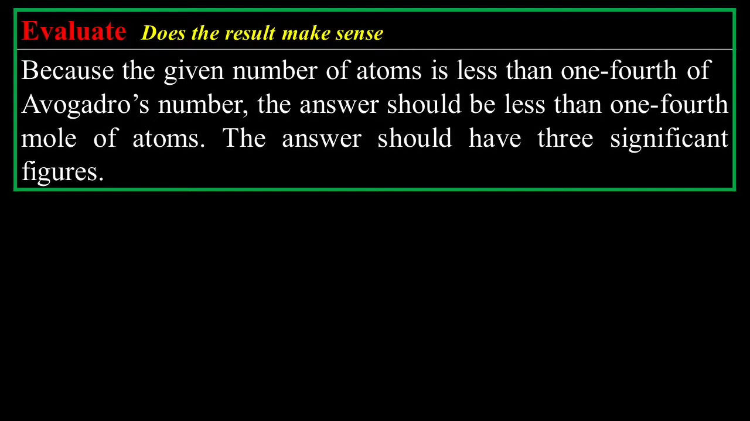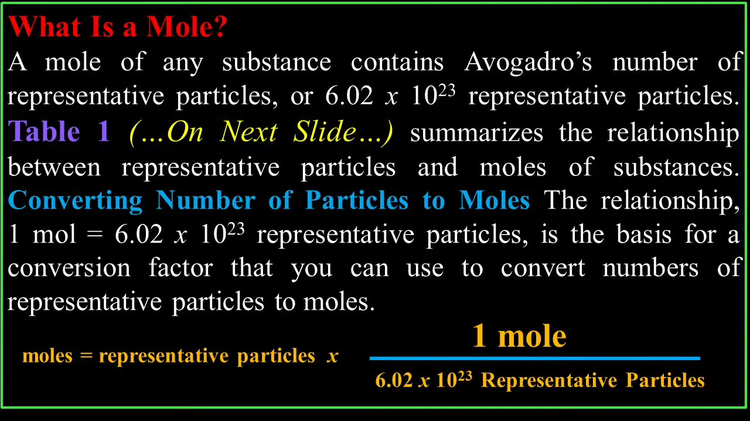Remember, 1 mole equals 6.02 times 10 to the 23rd particles. The mass in grams of a mole is equivalent to the mass of 1 particle in atomic mass units. A mole of any substance contains Avogadro's number of representative particles, 6.02 times 10 to the 23rd representative particles. Table 1 on the next slide summarizes the relationship between representative particles and moles of substances.